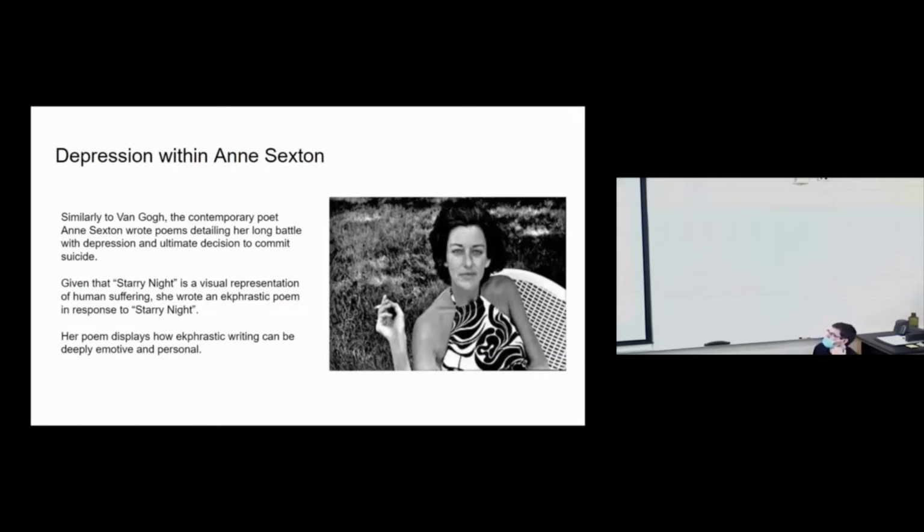Now, like I said, given that Starry Night is a visual representation of human suffering, Anne Sexton was able to relate to it. Therefore, she wrote an ekphrastic poem in response to Starry Night. And her poem displays how ekphrastic writing can be deeply emotive and deeply personal. At the beginning of class, I said that in your ekphrastic writing, you make physical descriptions of a work of art, and then you also add your emotions to that work of art. Well, it's kind of difficult. It sounds strange. How would I add my emotions to a physical description of something? But her poem is a wonderful example of something that does that. So we're going to go ahead and look at it.